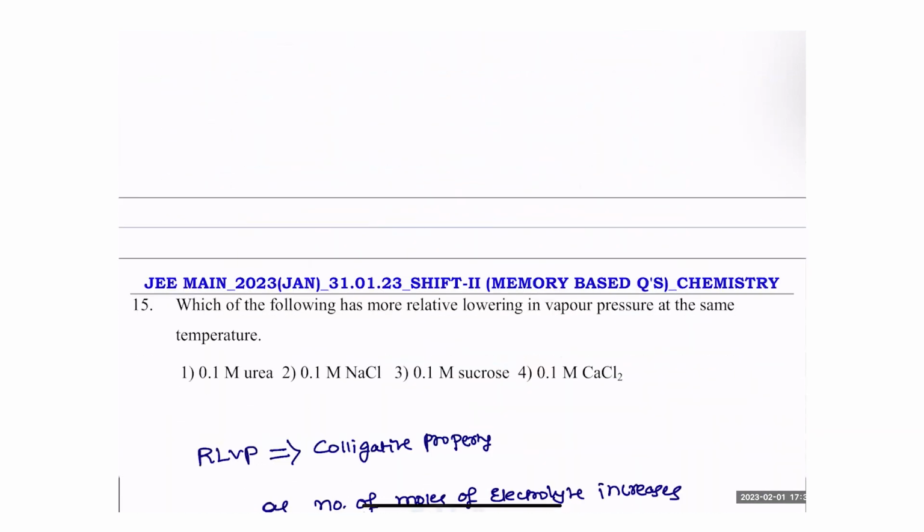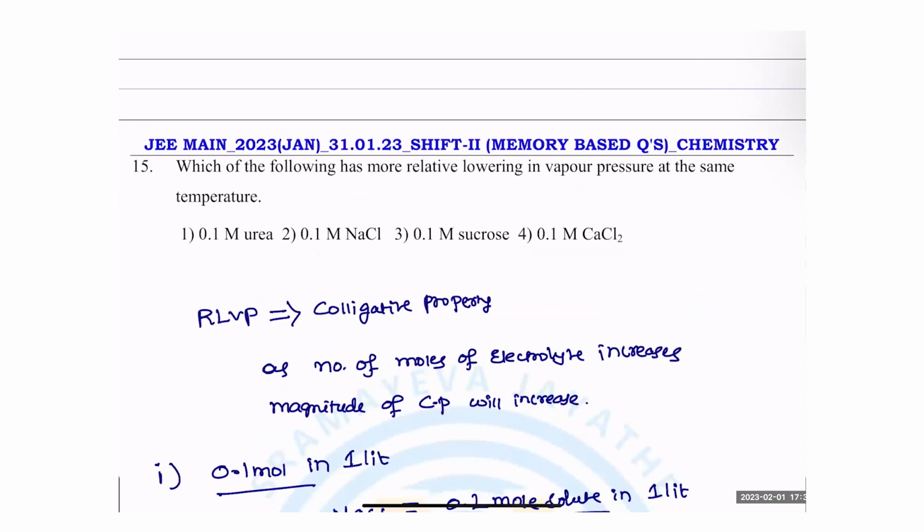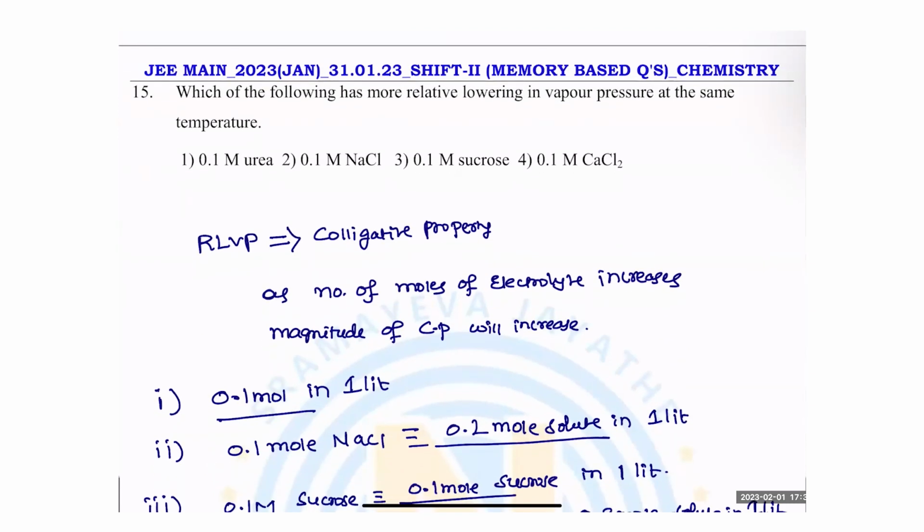Yes, let it be. Next, which of the following has more relative lowering in vapor pressure? Relative lowering in vapor pressure is a colligative property. Colligative property depends only on the number of moles of solute, but it does not depend on the nature of the solute. Maybe any non-volatile solute. It depends only on the number of moles of solute present in the solution. And he gave the concentrations. We can calculate the number of moles.